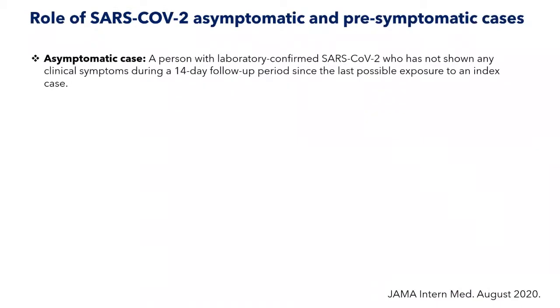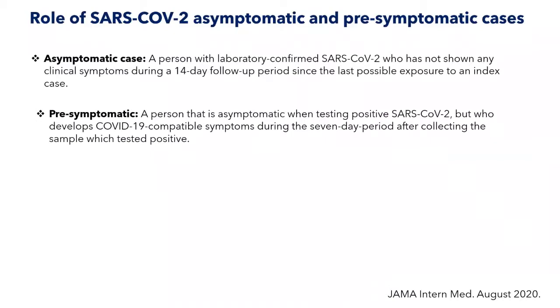By definition, an asymptomatic case is a person with laboratory-confirmed SARS-CoV-2 who has not shown any clinical symptoms during a 14-day follow-up period since the last possible exposure to an index case. On the other hand, a pre-symptomatic case is a person that is asymptomatic when testing positive for SARS-CoV-2 but who develops COVID-19 compatible symptoms during the 7-day period after collecting the sample which tested positive.